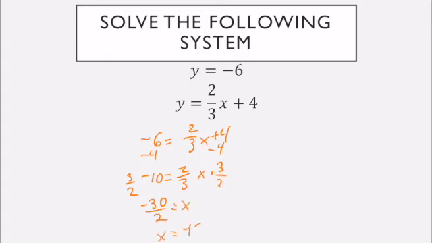Now I could plug that back in and solve for y, but I already know my y is going to be -6, right? Because this is a horizontal line and a line with positive slope intersecting, and they intersect when x is -15 and y is -6.